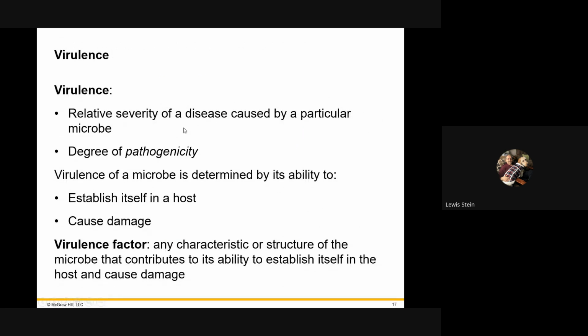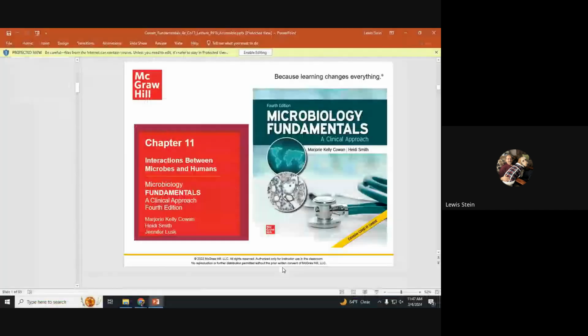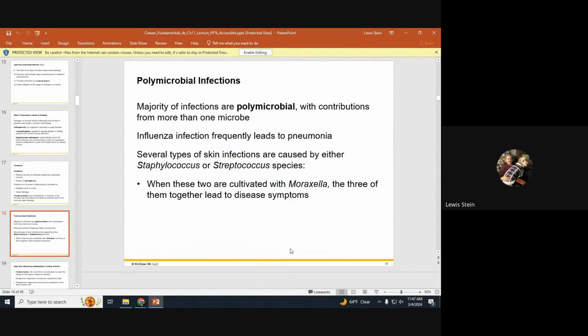Okay, these are the virulence ideas. Relative severity correlates to its degree of pathogenicity. So how easy it is to establish itself, how much damage it does. All of these are virulence factors. Anything, any characteristic or structure that contributes to its ability to establish infection, et cetera. We'll get to it. We'll stop here. More on that next time.